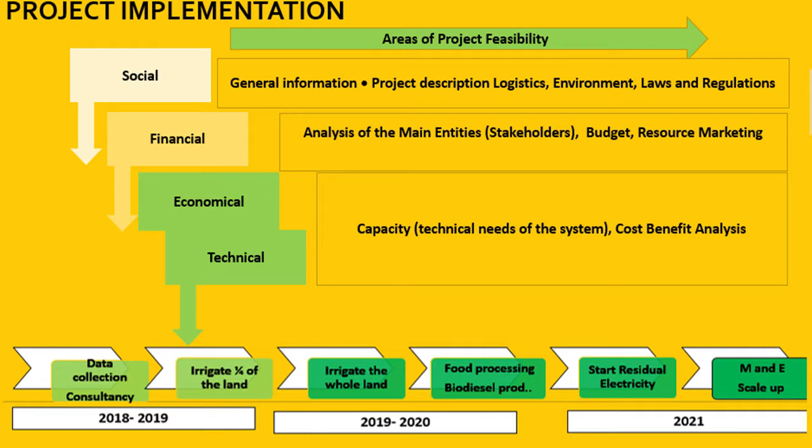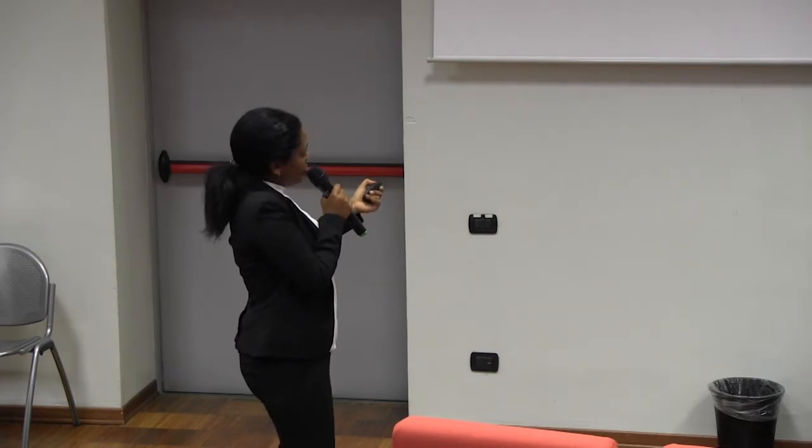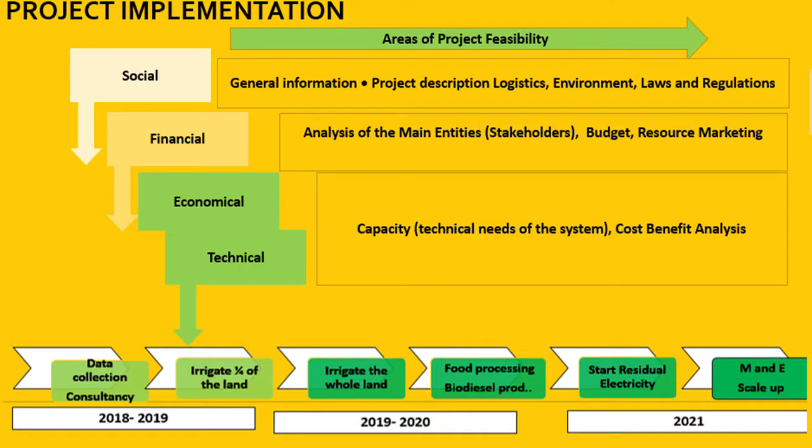Our project will be implemented following this idea. We are planning to do the data collection, consultancy work, and social and financial activities this year. And we want to start, if there's a green light in the economic and financial situation, by irrigating one quarter of our pilot area, to see the implementation of the work. And then we are planning to irrigate the whole land. After we do the irrigation, we will hopefully have the production. So we want to process the production to add value for the market.